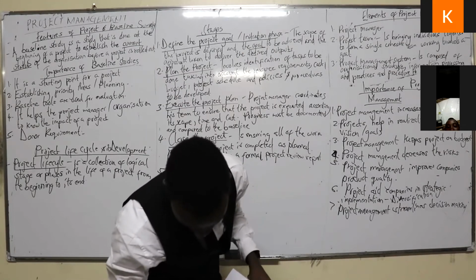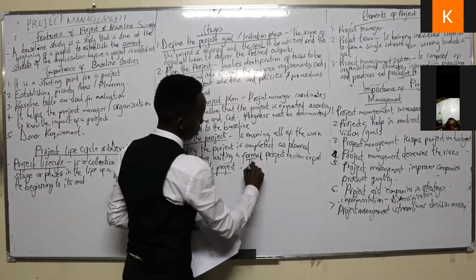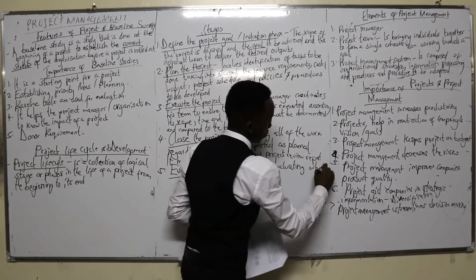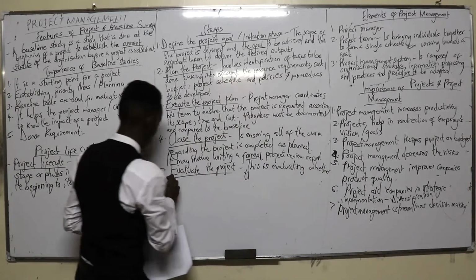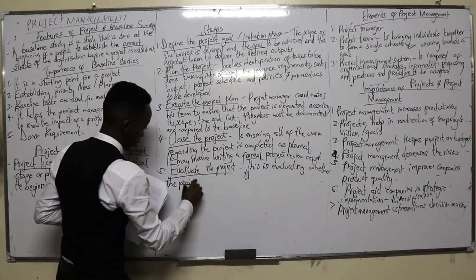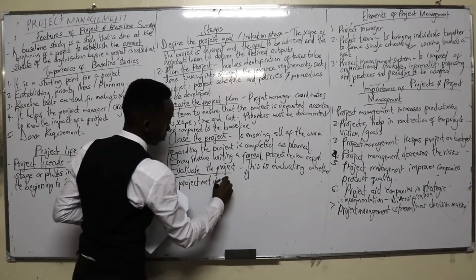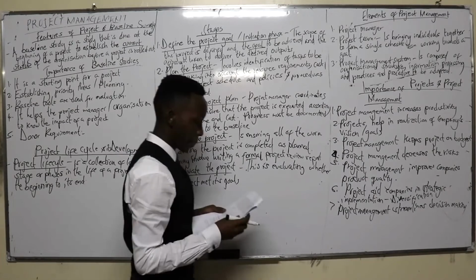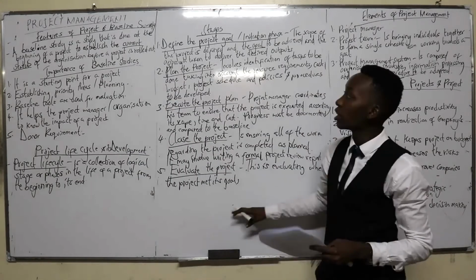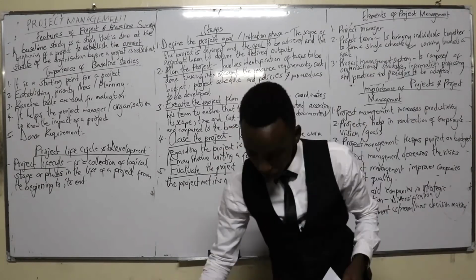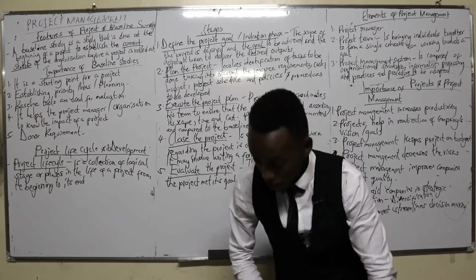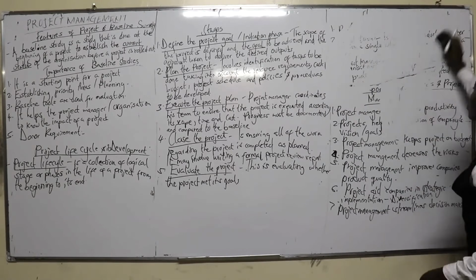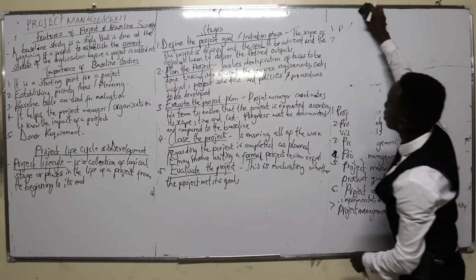So this is evaluating whether the project met its goals. So that is what you're saying, that you evaluate if this project had actually met its goals. Now, that is the project life cycle that we are discussing, the stages that a project undergoes from the starting point to its completion.